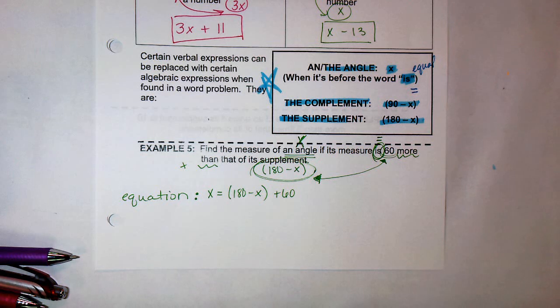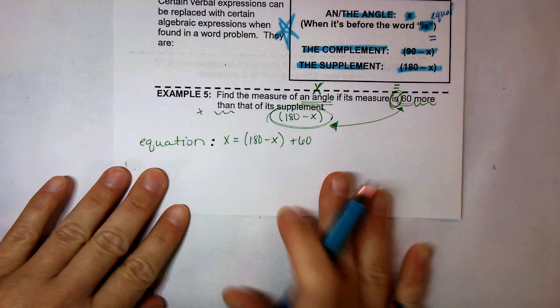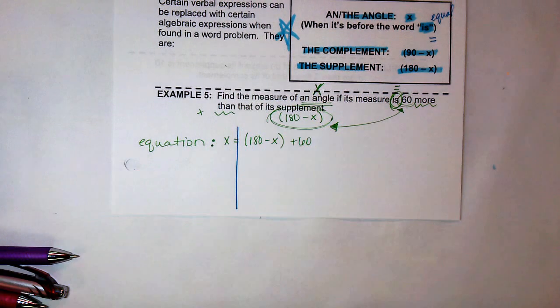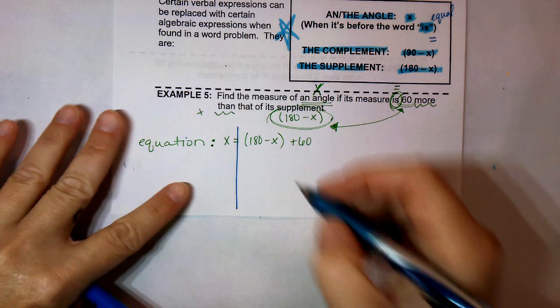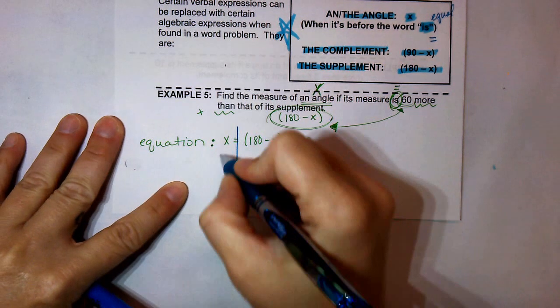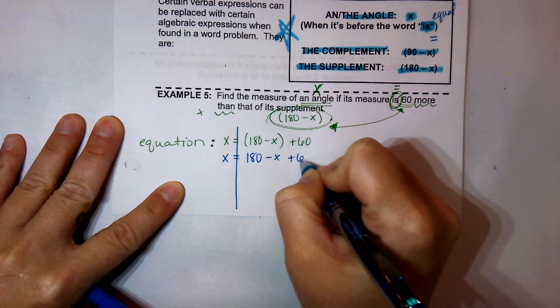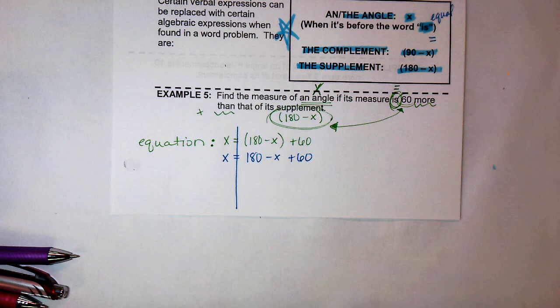Yep, now I'm going to solve. So, once I have my equation, I'm going to draw my line at my equals. Okay, and then I'm solving for x. Can I do anything with those parentheses? Well, is there anything to multiply or anything? No. So I'm just going to drop them. If that's confusing, rewrite out the parentheses. You don't have to, but there's no need for the parentheses on this one.